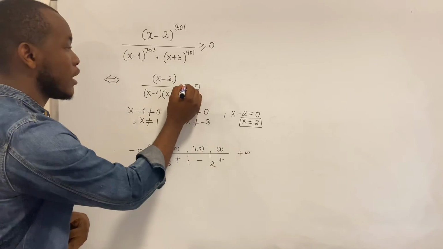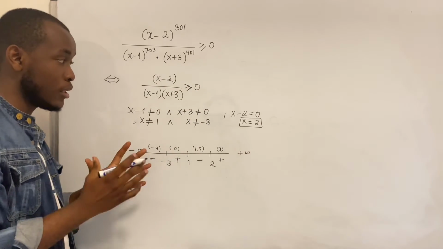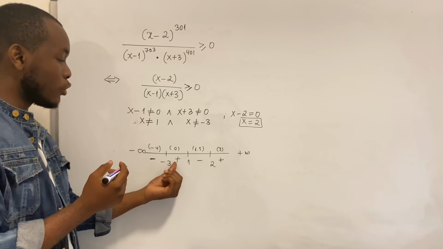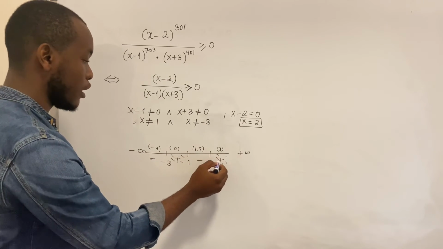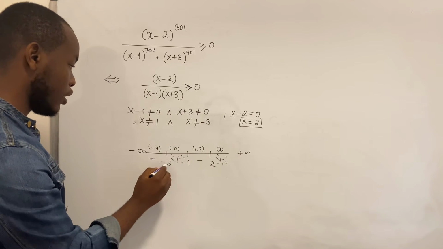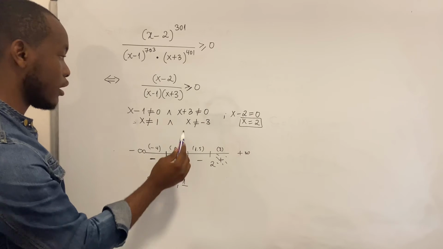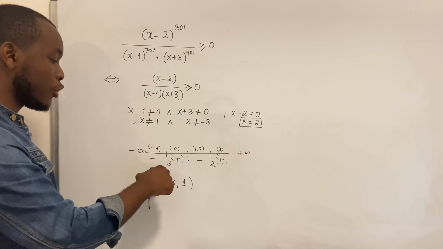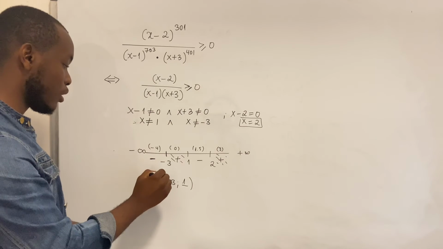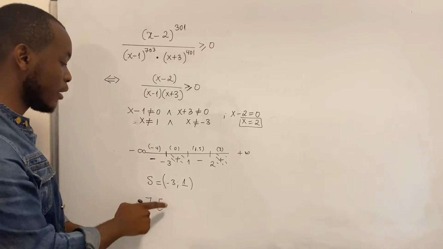So since our sign is greater or equal than 0, in other words, we need positive numbers. So we're going to take the intervals where there is a positive sign. That means our solution is going to be from minus 3 to 1. But the thing is, x can't be 1, so the interval has to be open. When we put a curved bracket, that means it's the same as open. Some people prefer putting it like this, which is exactly the same.